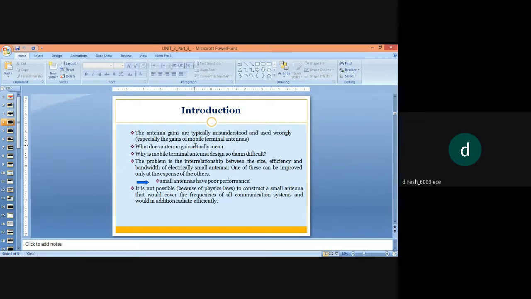The antennas are typically misunderstood and used wrongly, especially the gains of the mobile terminal antenna. So let us see, what does the antenna gain actually mean? Why is the mobile terminal antenna so difficult to design? The problem is the interrelationship between the size, efficiency and bandwidth of an electrically small antenna. One of these can be improved only at the expense of the others.